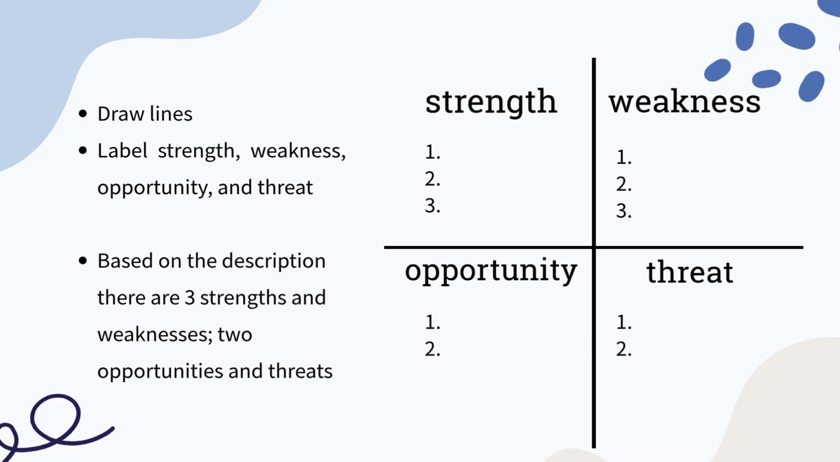Next I would like you to draw lines like this and label strengths, weaknesses, opportunities, and threats. Based on the description I gave you, you have to write down 3 strengths, 3 weaknesses, 2 opportunities, and 2 threats. Remember, strengths and weaknesses are internal. Opportunities and threats are external, which is outside of the business, and this is the factor inside of the business. So maybe you can label here internal factors, and here external factors.